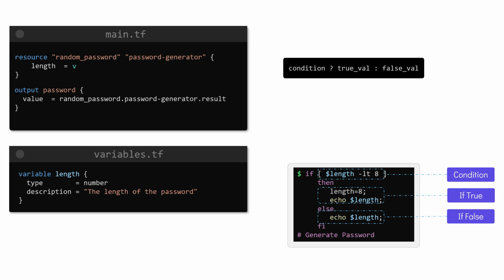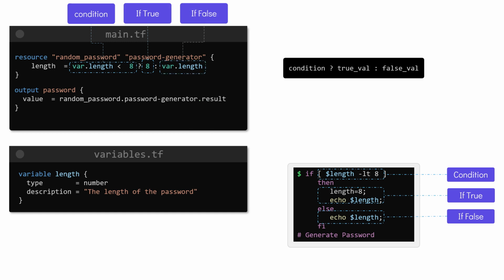Let's put this to use and update our Terraform configuration file for generating a random password of at least 8 characters. The value of the length argument can now be updated like this. The condition used here is to check if the variable is lesser than 8. If true, use 8 as the value of the length argument. Else, make use of the length variable as the value of length.